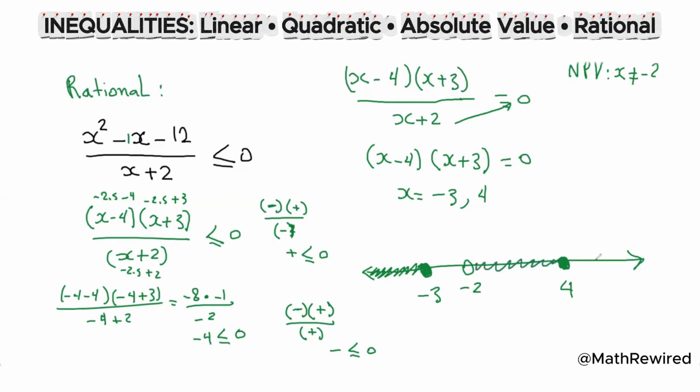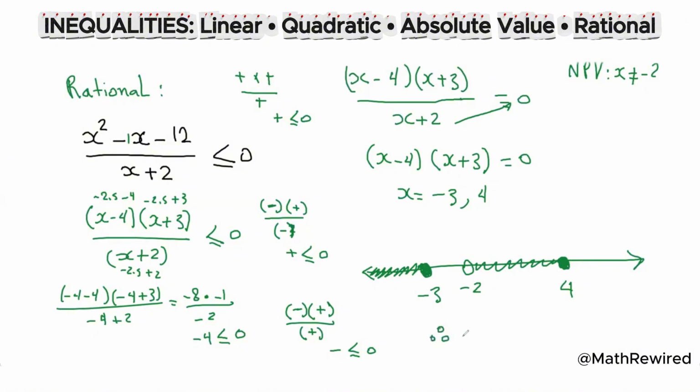Okay. Now, let's take a number here. Let's take 5. If I take 5, 5 minus 4 is positive, 5 plus 3 is positive, 5 plus 2 is positive. So now positive times positive, positive divided by positive is positive. So you end up with a positive number. Is that less than or equal to 0? No, a positive number will never be less than 0. So therefore, it's false, and I don't shade there.